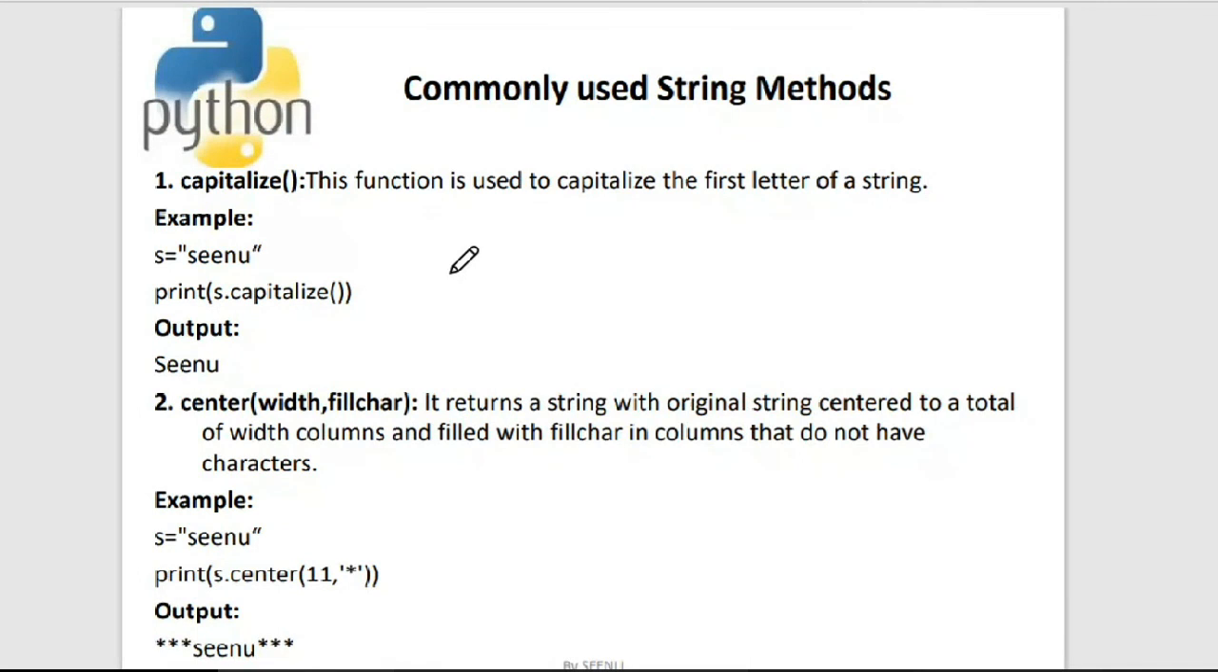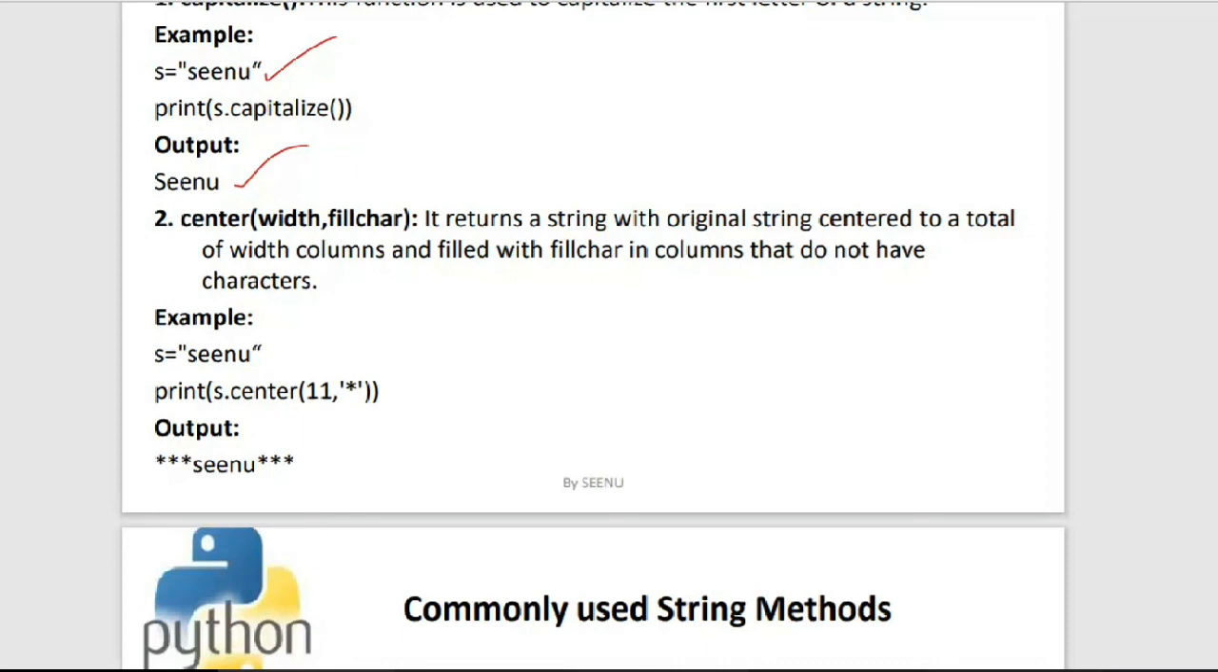Now coming to the first one, which is capitalize. This function is used to capitalize the first letter of a string. I just said s is equal to cnu. Don't worry about being very specific in saying method or function. Both are used interchangeably. You can say a method is a function and a function is a method in a general way. I said s is equal to cnu, and s dot capitalize in the print statement. The first letter of the string cnu has been capitalized. I hope you can see that on the screen.